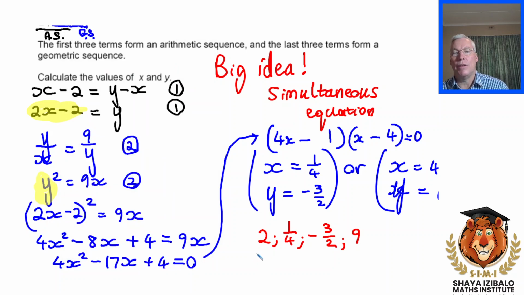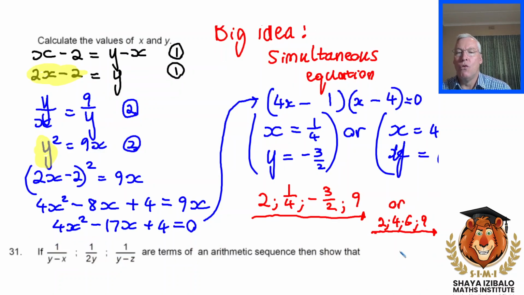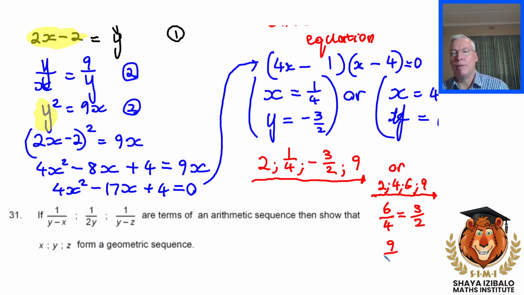We get negative 6. So that is definitely a correct possible answer. The other one is to go 2, 4, 6, and 9. Now we definitely don't need a calculator to check this one, because 2, 4, 6 is definitely arithmetic, and 4, 6, 9 is geometric, because if you take 6 divided by 4, that is the same as 3 divided by 2 when we simplify, and 9 divided by 6 is also 3 divided by 2.